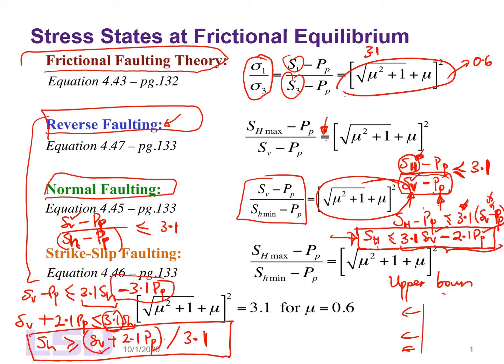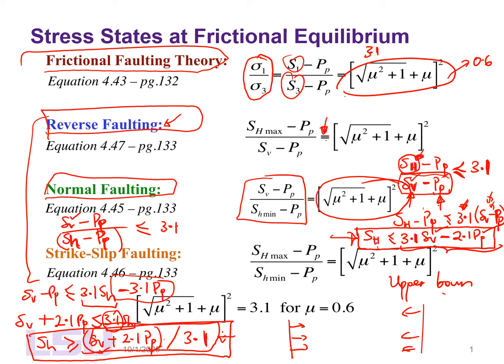Again, you know SV, you know pore pressure. So we've established a lower bound for SH mean. SH mean has to be greater than or equal to, right? Has to be to the right of this value you will calculate. Value to the right. So that gives you a lower bound.